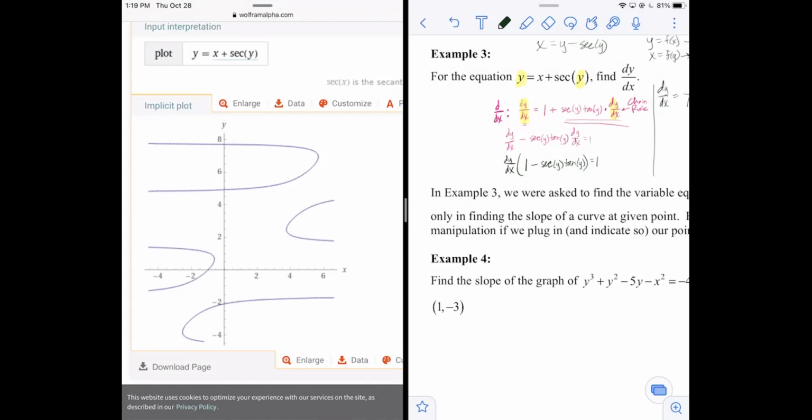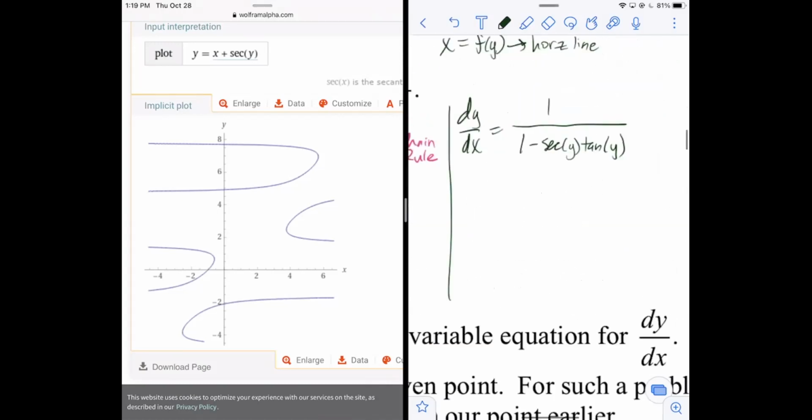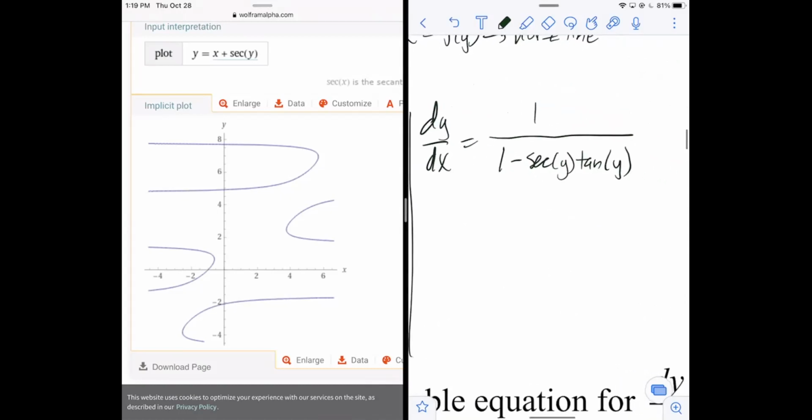So when you have a quotient, that's going to be when the denominator is 0. So if you wanted to know what those y values were, you could set 1 minus secant y tangent y equal to 0 and solve, okay? 1 minus secant y tangent y equals 0 and solve.